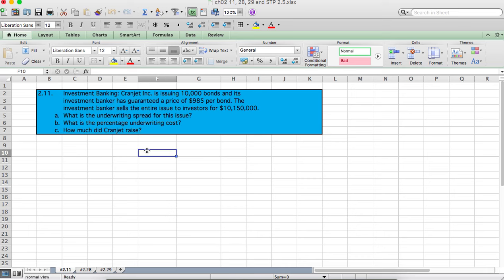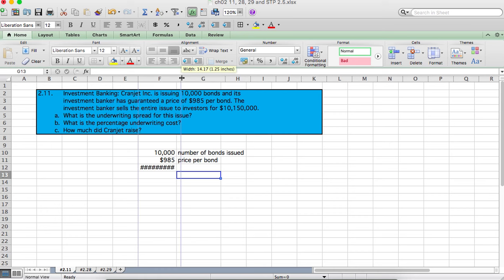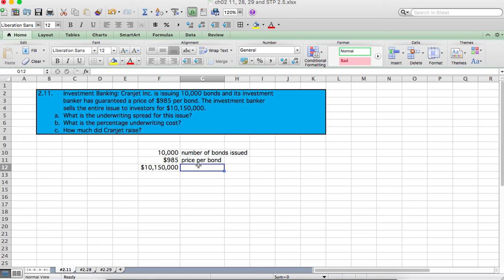So the first thing that we need to do is isolate what is given from the problem already. So we have 10,000, which is the number of bonds issued, right? So that's given from the problem. And then we have that each bond is $985, the price per bond. And the investment banker sells the whole lot, the entire issue, to the investors for $10,150,000. Whenever you see these hashtags in Excel, well, they're not hashtags, but you know what I mean, that just means that you have to make the column a little wider, okay? And so this was the entire issue cost, right?